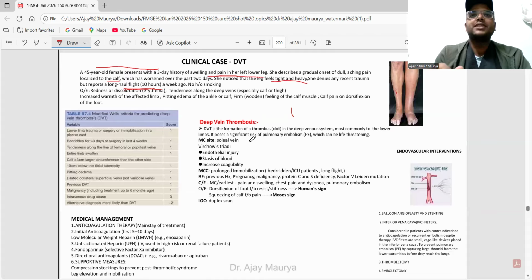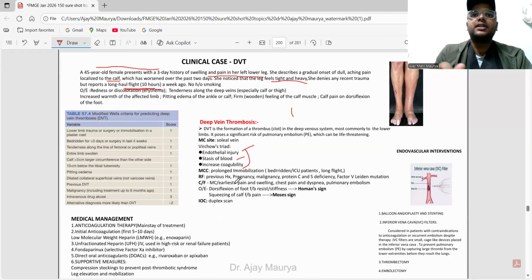What causes DVT? There is stasis of blood, endothelial injury, and increased coagulability. These three increase the chances of deep vein thrombosis, which is called the Virchow's triad. The most common cause is prolonged immobilization, such as a bedridden ICU patient or a long flight. Risk factors are previous history, pregnancy, and malignancy.